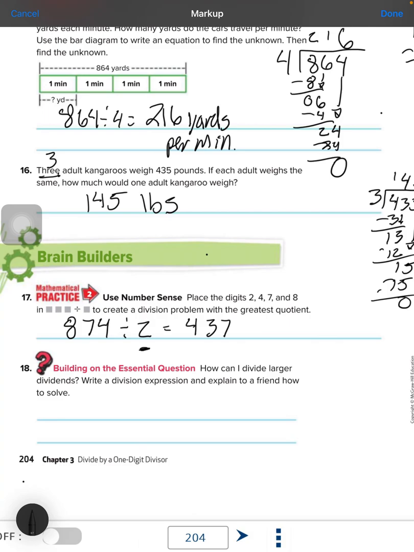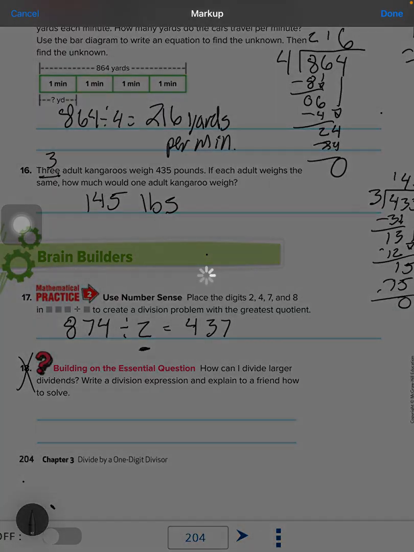And then right here on number 18, they ask, how can I divide larger numbers? How can I divide larger dividends? Write the division expression, explain to a friend how to solve it. Let's just not worry about doing that one, okay? All right, friends, go ahead and go to your homework.